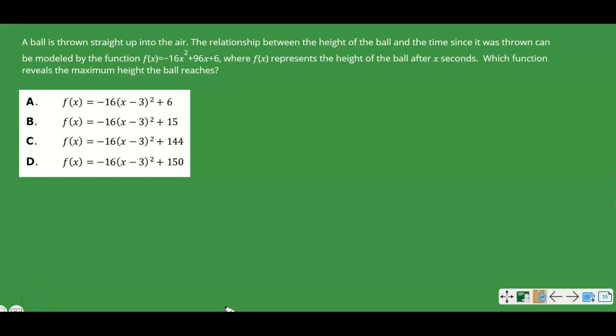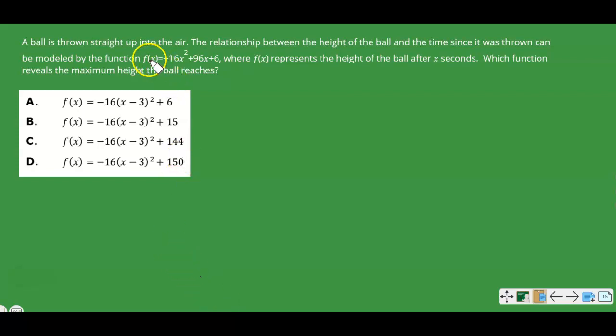A ball is thrown straight up into the air. The relationship between the height of the ball and the time since it was thrown can be modeled by the function f of x, where f of x represents the height of the ball after x seconds. Which function reveals the maximum height the ball reaches?